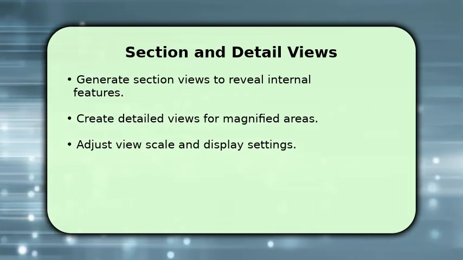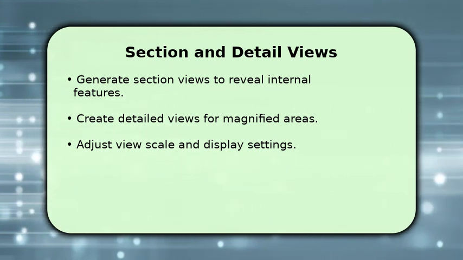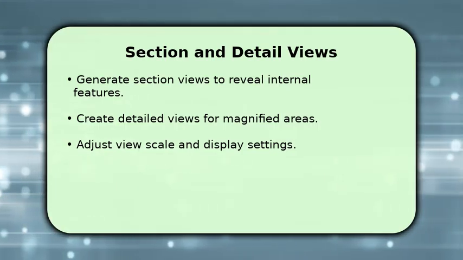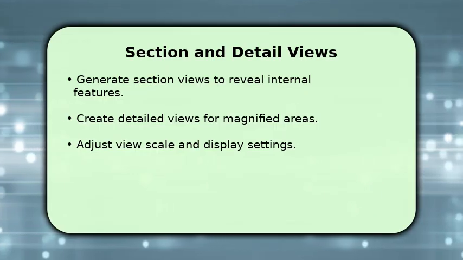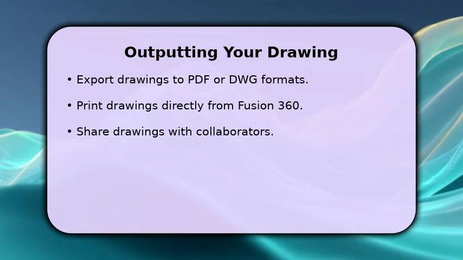For intricate areas, use the Detail View tool to magnify a specific region, often at a 2:1 or 5:1 scale. Remember to adjust the view scale and display settings for optimal clarity. Finally, it's time to output your completed drawing.